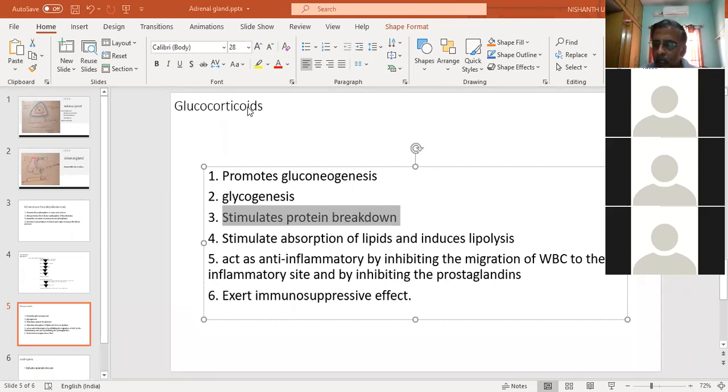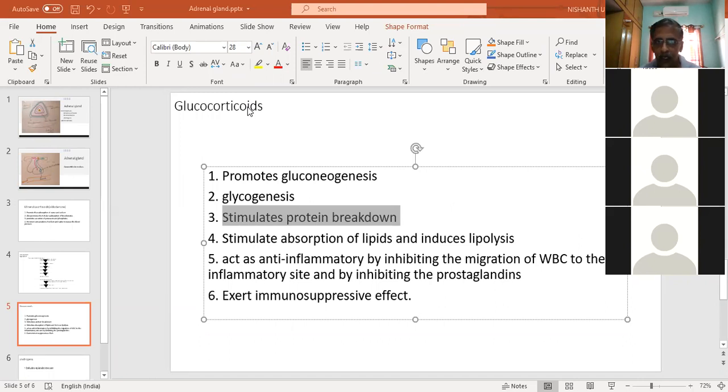Yes, any doubt? Sir, as you mentioned, glucocorticoids help in inhibiting the prostaglandins, and the major role of prostaglandins is to indicate the intensity of the pain, right, sir? Yes, the intensity of injury. How will glucocorticoids manipulate this situation?